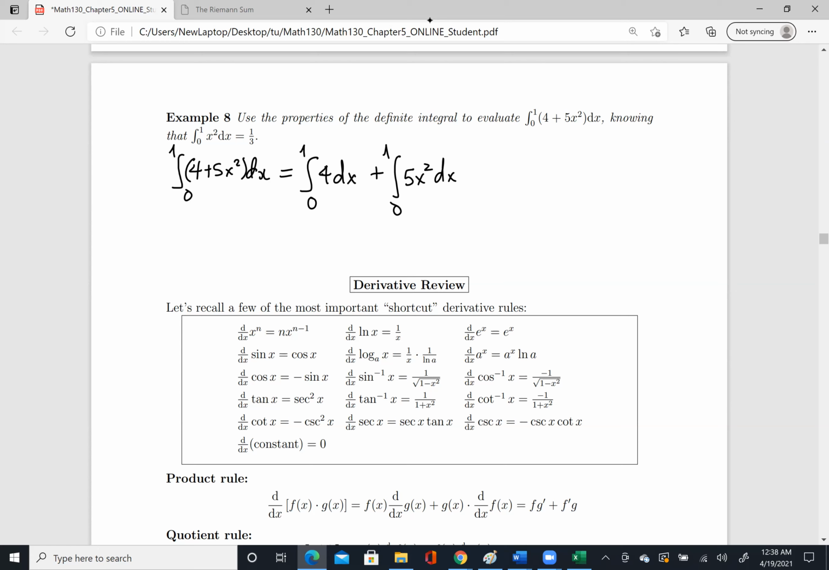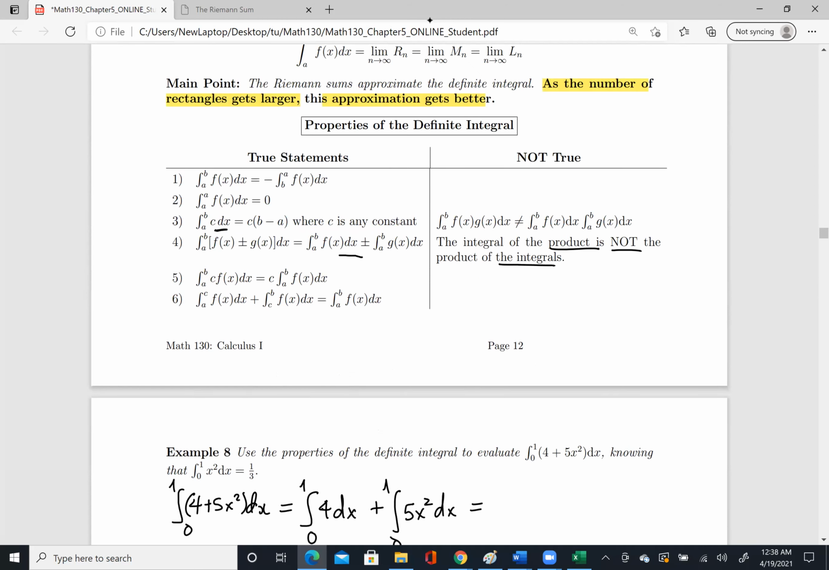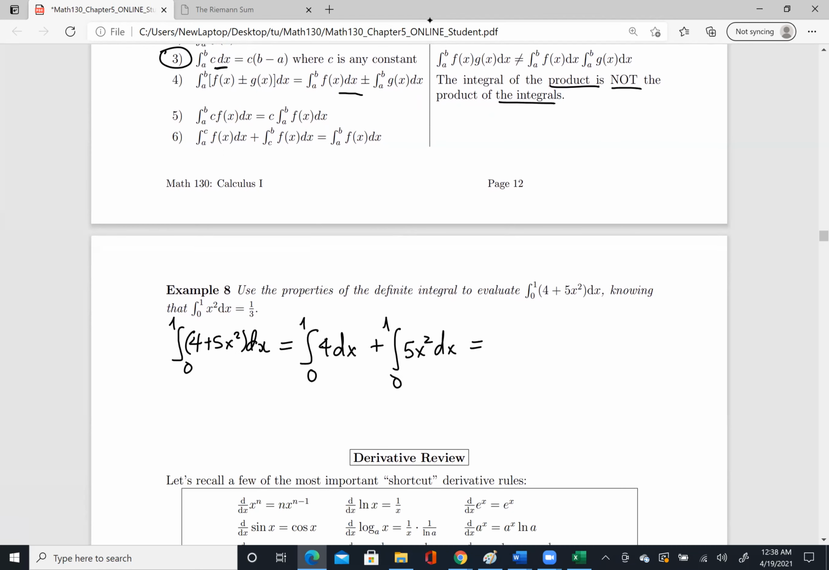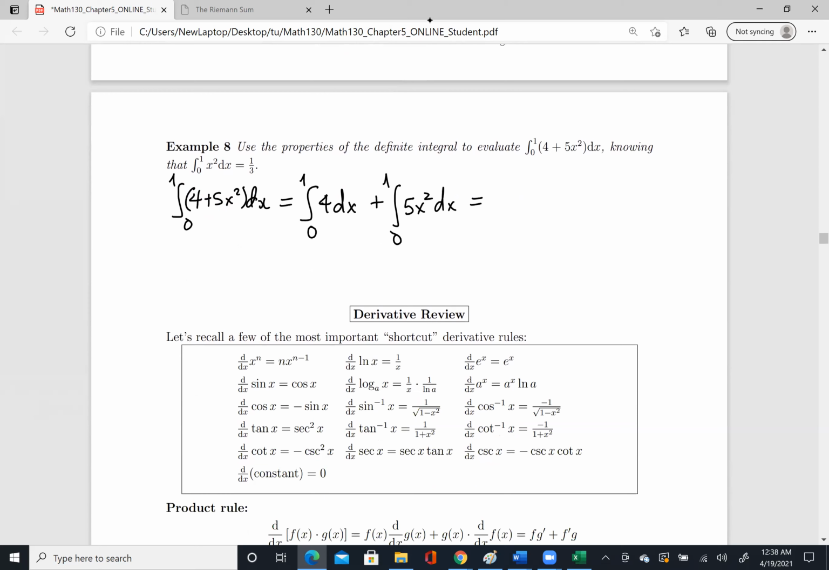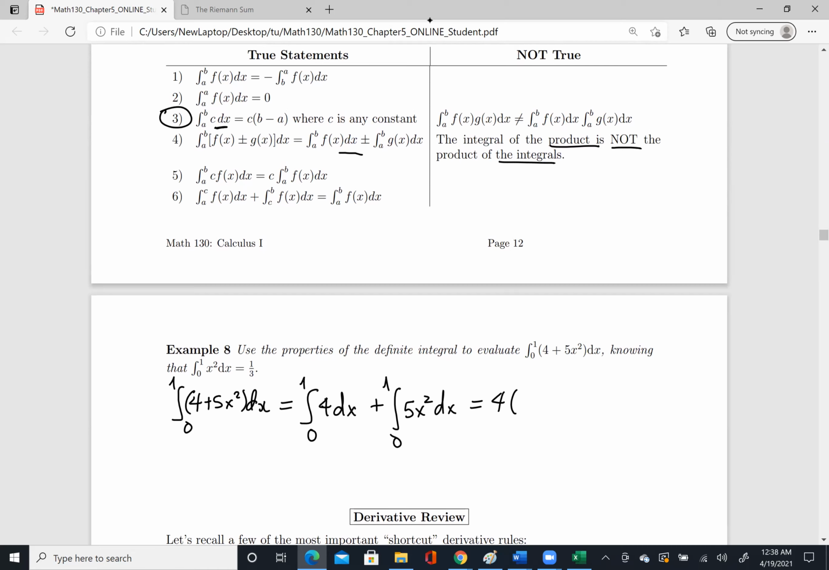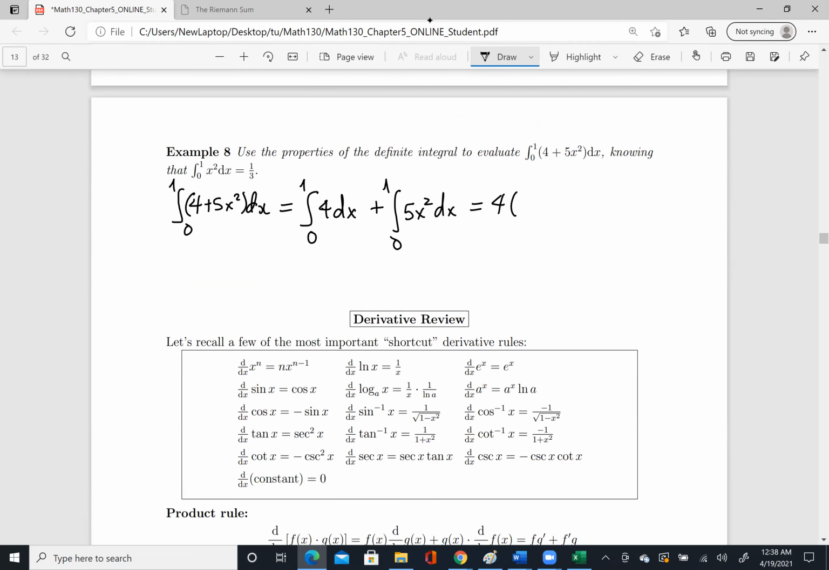Okay, and then I can rewrite it. The first one is an integral of a constant. You see a constant over here, number 3, so it can be rewritten as the constant multiplied by b minus a. So I can have 4 multiplied by b minus a, where b is the top, so you have 1 minus 0, right?